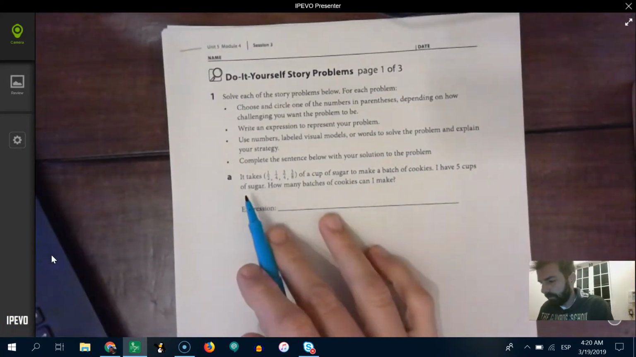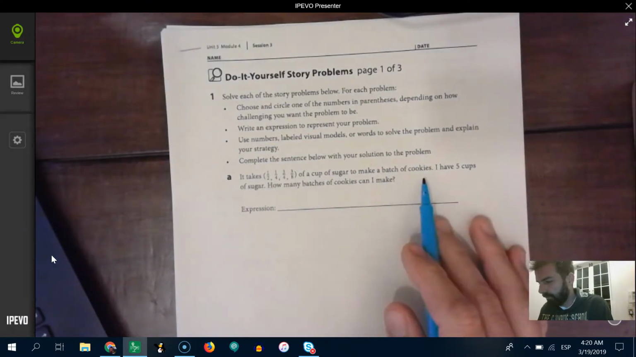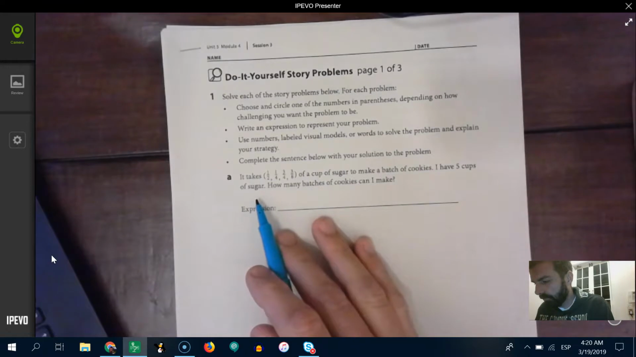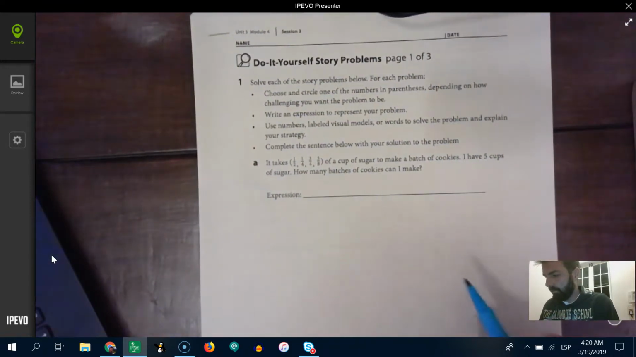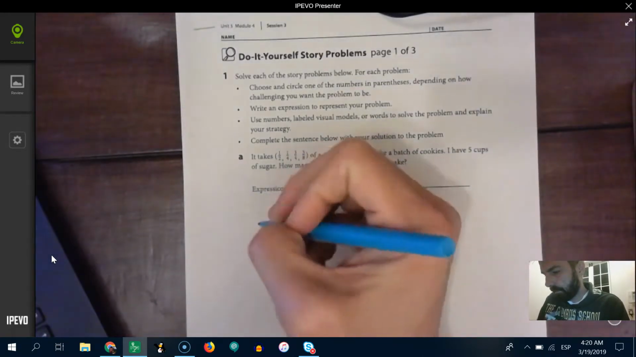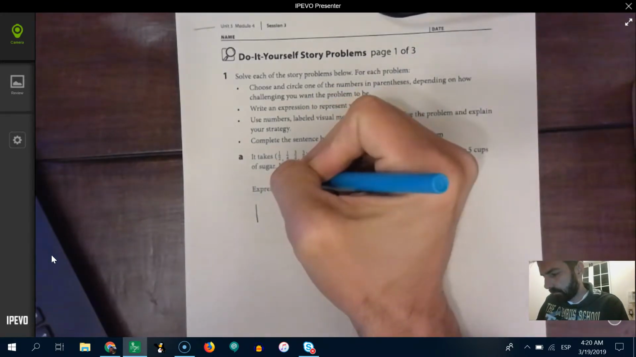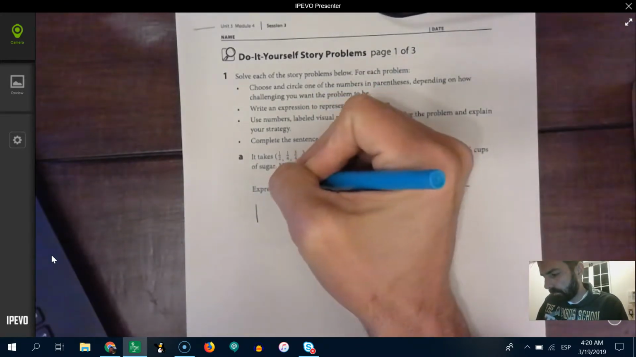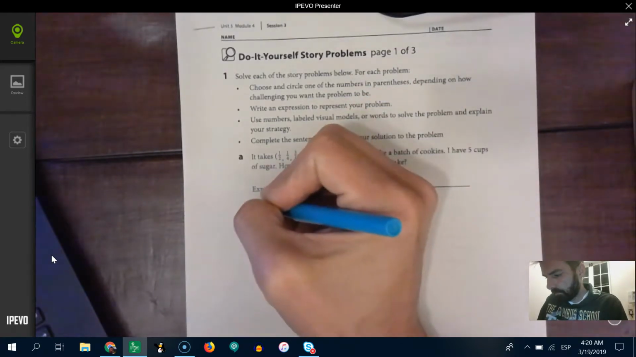So it says it takes something of a cup of sugar to make a batch of cookies. I have 5 cups of sugar. How many batches of cookies can I make? One thing I can do is draw it out, so let's do a half. So this would be 5 divided by 1/2.